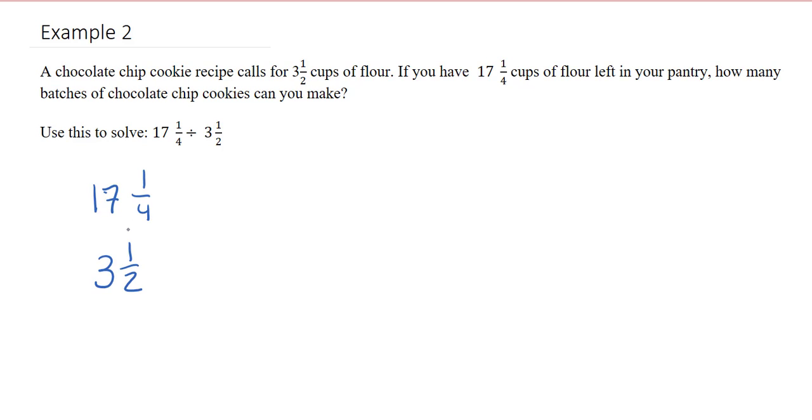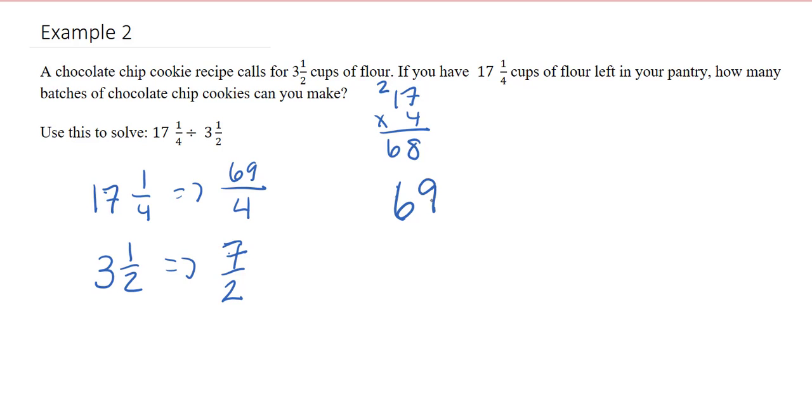So 17 times 4. Let's just do it right here. 7 times 4 is 28, carry the 2. 4 times 1 is 4, plus 2 is 6. So we have 68, plus this 1, so we get 69 as our new numerator over 4. 2 times 3 is 6, plus 1 is 7. So now let's look at this. We have 69.